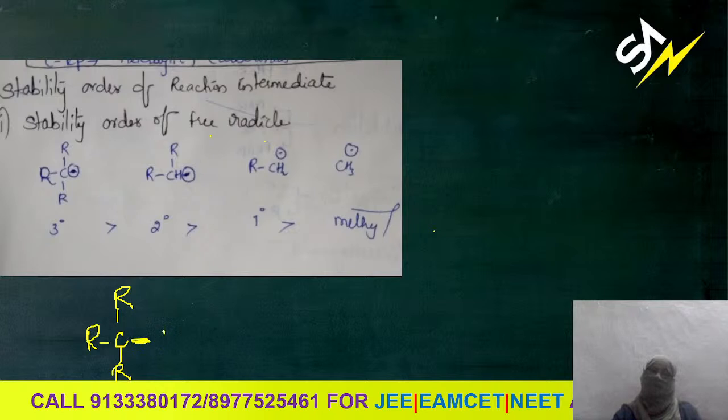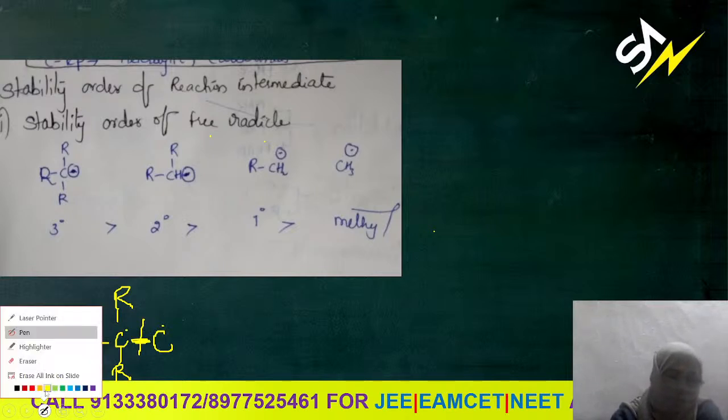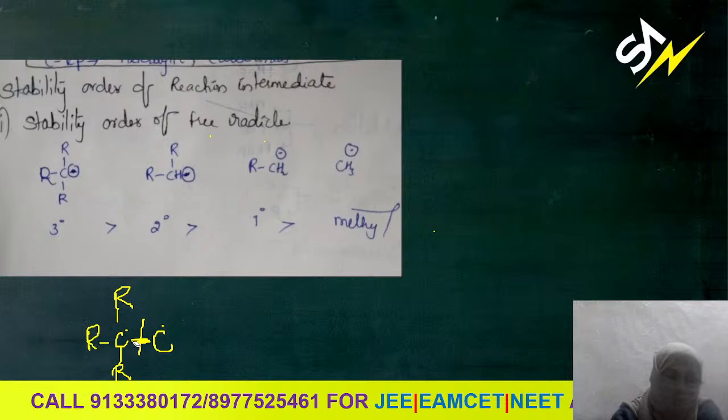Consider there is some carbon here. If the bond is getting cleaved, carbon will become a free radical, isn't it? So we'll leave aside the cleavage. We'll just talk about the stability order. Now you can see that here the carbon got a free radical upon cleavage, isn't it?